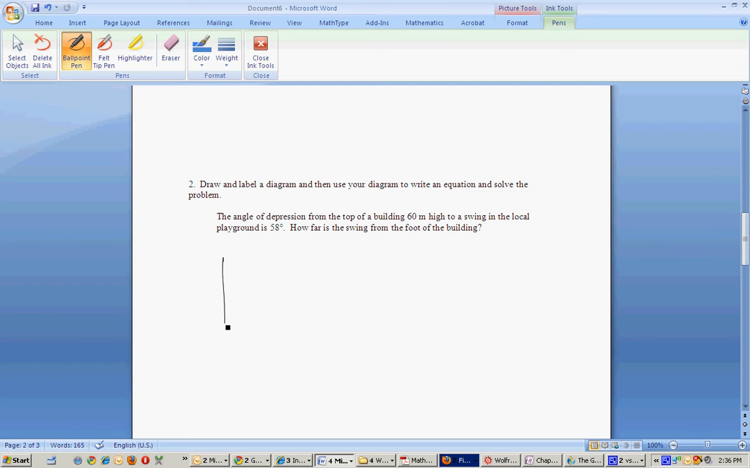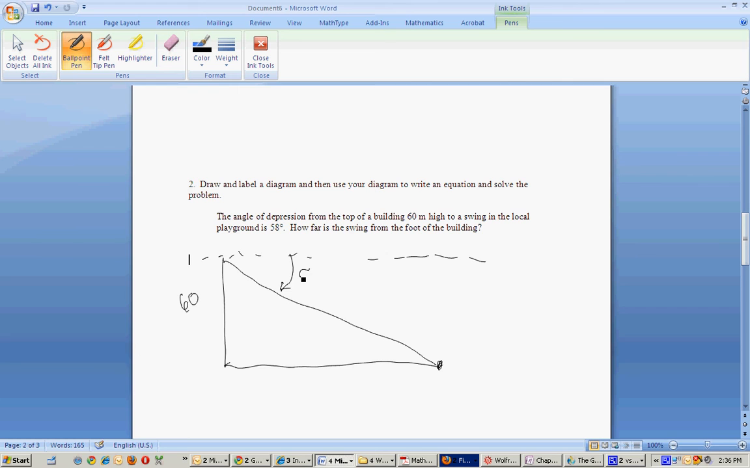Anyway, we've got here the angle of depression from the top of a building 60 meters high to a swing in the local playground. So here's the swing over here. And this angle of depression, which is the angle from horizontal, is 58 degrees. Now we want to know how far away the swing is from the foot of the building, but we don't yet have an angle inside of our triangle.